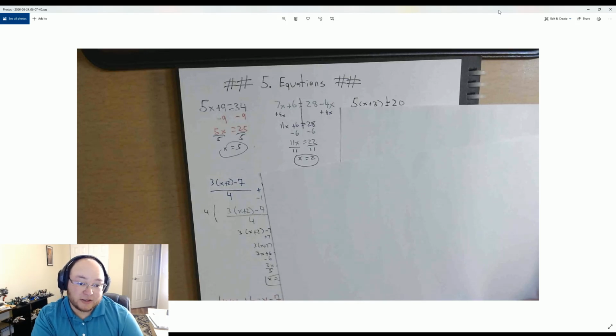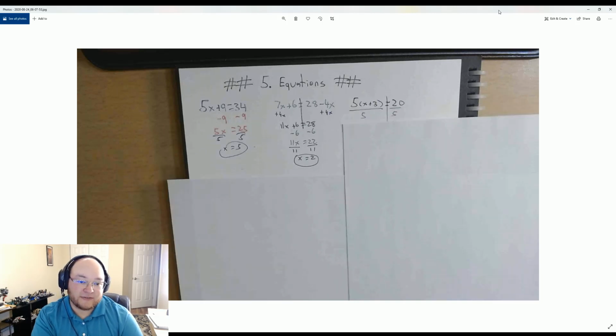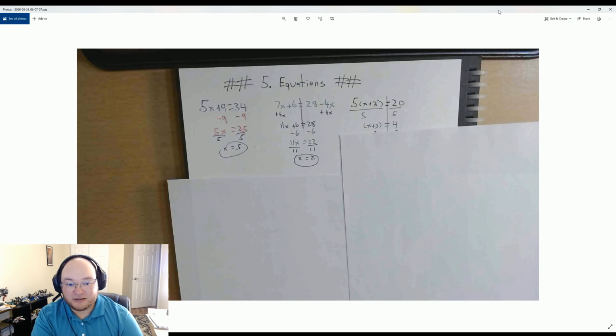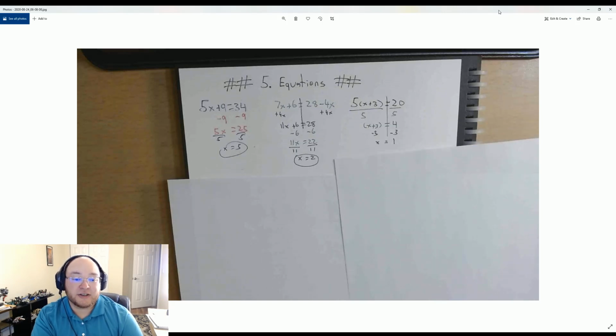The last one, there's two ways to do it, and we'll see both ways in a minute, but if the numbers are nice, it's quite simple to just divide both sides by 5. And that's just going to get rid of that 5, leaving you x plus 3 equals 4. Those parentheses are basically useless now because there's nothing multiplying them. So it's just minus 3 on both sides, and you get x equals 1.